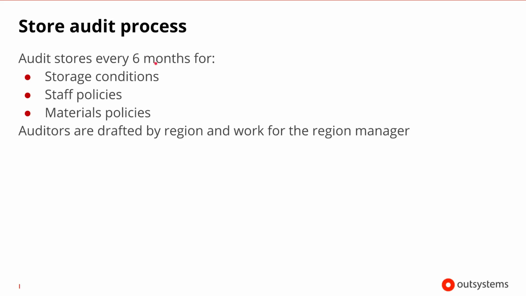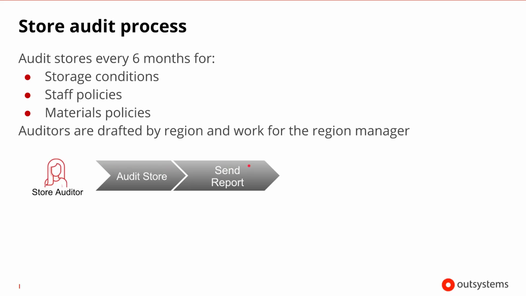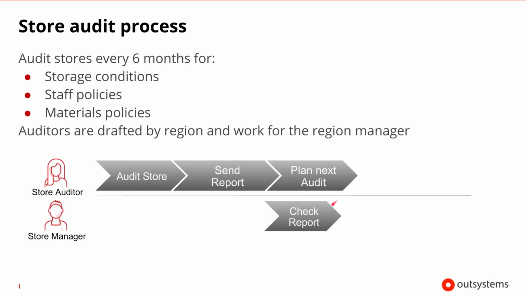In the stores, we're going to audit our own stores every 6 months, check their storage conditions, make sure that the staff is following all of the processes and the policies that they need to follow, and that the materials are being handled in a good way. The auditors to do this work will be from the region that they work in, and they will report to the regional manager. So again, if we go step by step, there will be an auditor for the stores selected. They'll audit the store, they'll send a report on how the store did, and then they'll begin planning for the next audit. The store manager will check that report, and the store manager will begin following all the recommendations of the store audit.